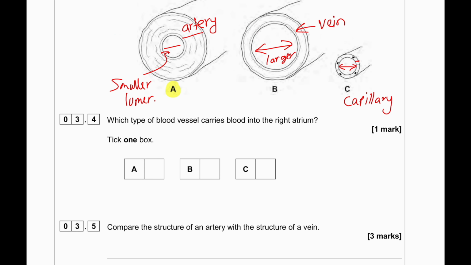The question says which type of blood vessel carries blood into the right atrium. Now, to carry the blood into the right atrium, we must bring it through a vein, so it will be B. B is a vein.